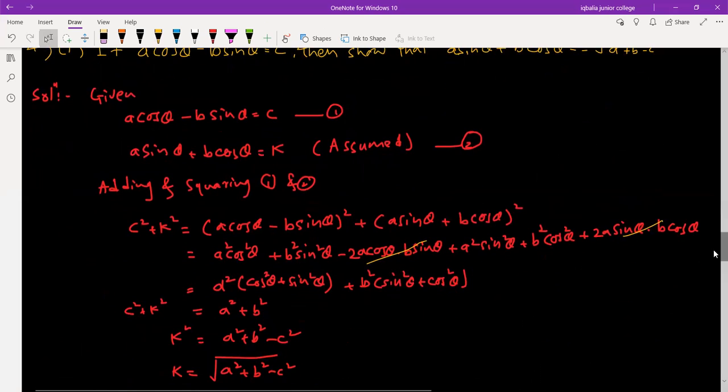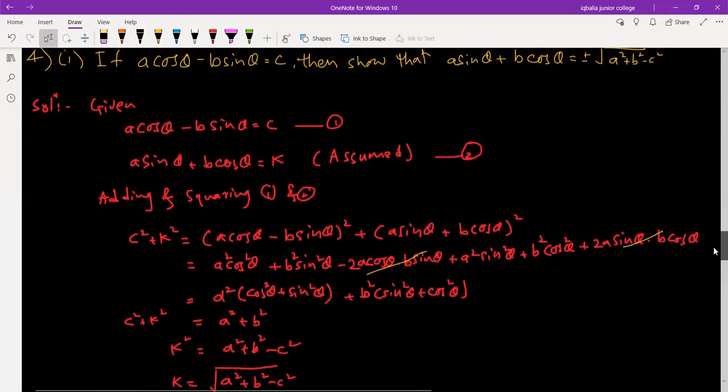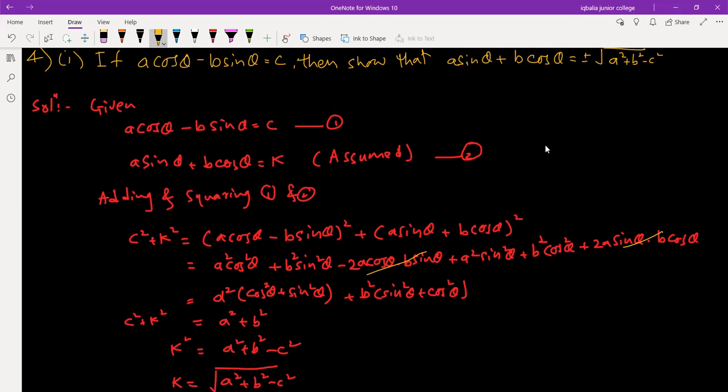Okay, now moving on to the next question. The next question is, if A cos theta minus B sin theta is equal to C, then show that A sin theta plus B cos theta is equal to plus minus under root of A square plus B square minus C square.